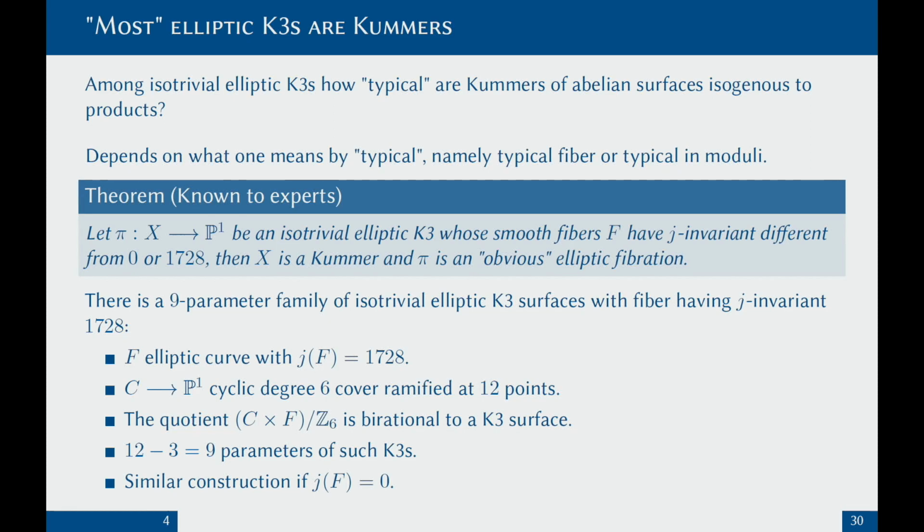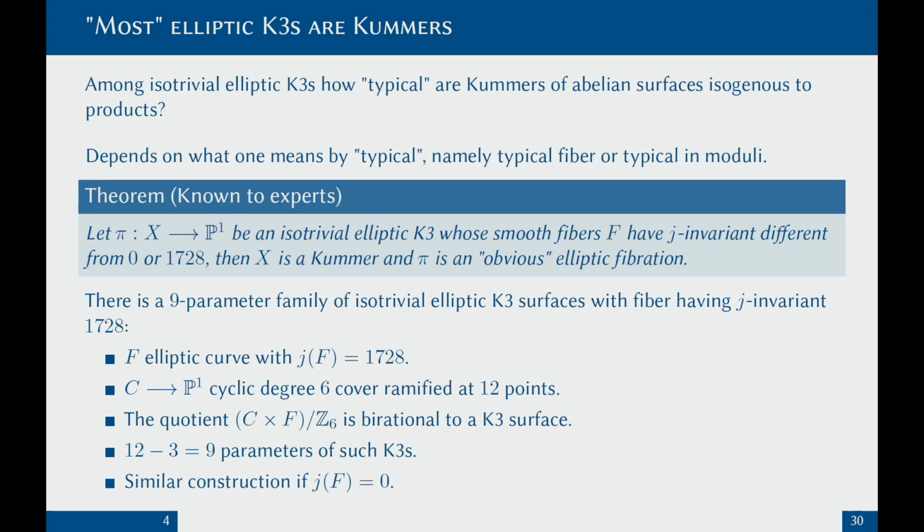And you can do the same thing if you look at elliptic curves that have j-invariant 0. We're going to call those Deligne-Mostow K3s because they arise in some work of Deligne-Mostow on hypergeometric functions. So we'll have this dichotomy between, on the one hand, these Kummer-type isotrivial K3s, and on the other hand, these more exotic Deligne-Mostow type.